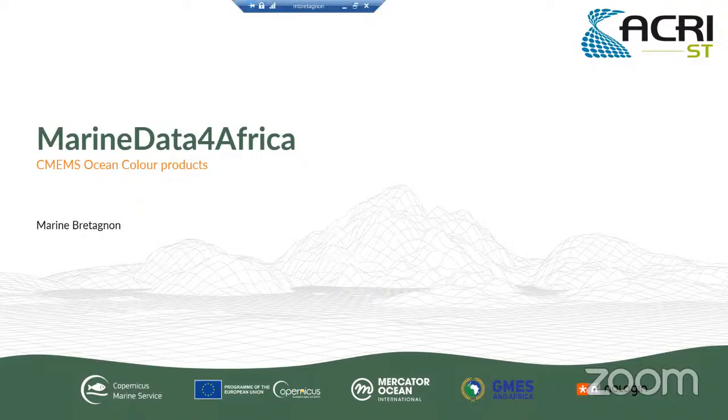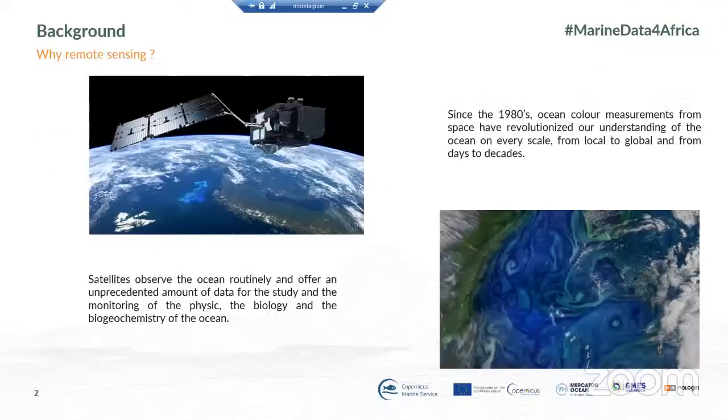Because actually, we deliver for Copernicus the ocean color for the global oceans. So first, I would like to make a reminder about remote sensing and why remote sensing. Satellites offer a synoptic view of the ocean and allow us to document the physics, the biology, and the biogeochemistry of the ocean routinely.